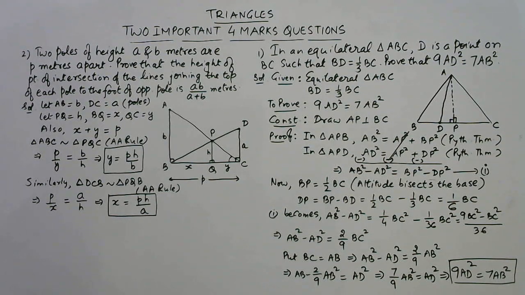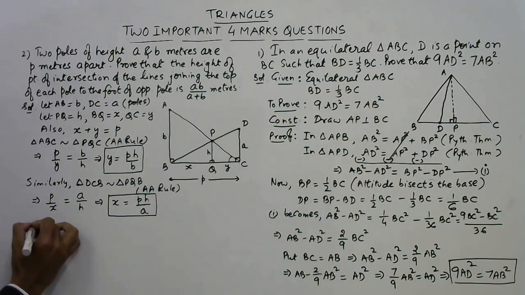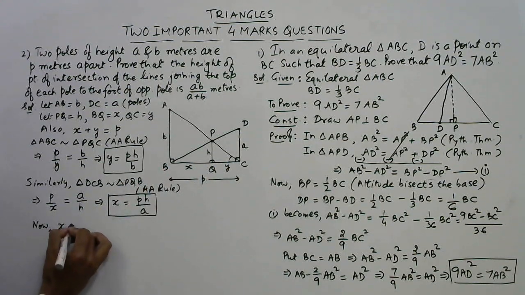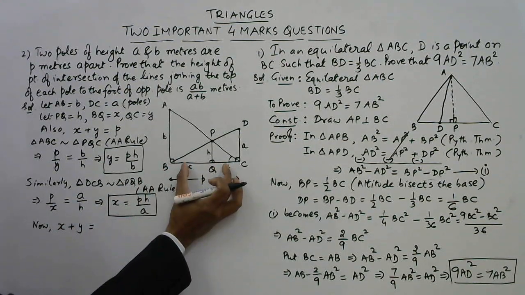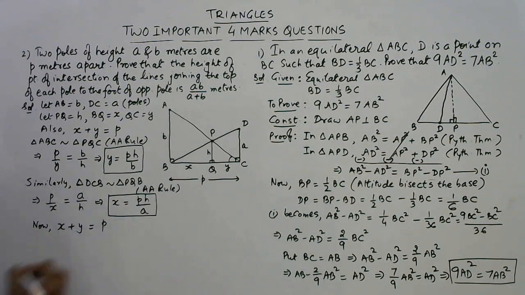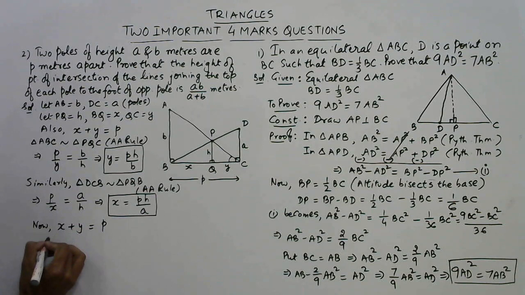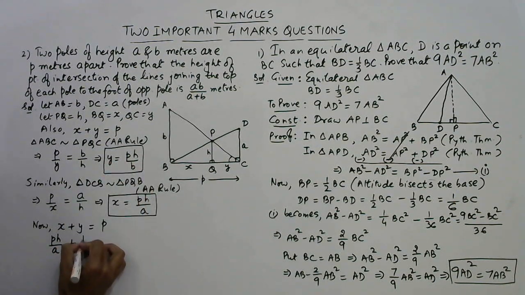Now after having got these two parts, our work is very simplified. Now let's consider the base X plus Y. X plus Y is actually equal to P. What is the value of X? It is PH upon A. So I am putting here PH upon A plus the value of Y, PH upon B is equal to P. Now from here, P gets cancelled throughout.